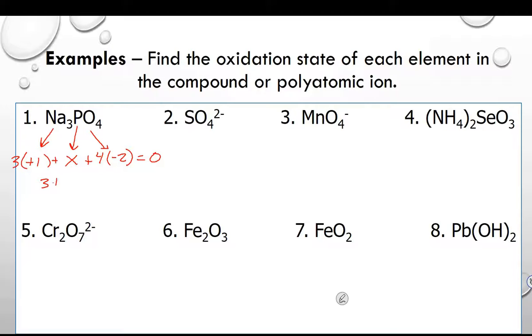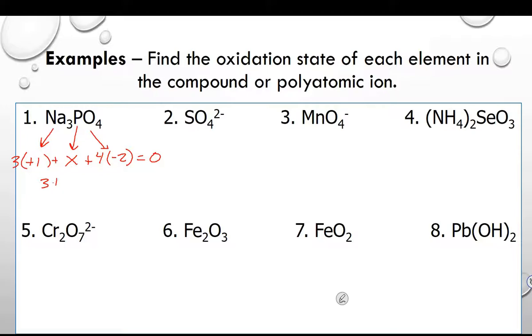Like I said, I'm going to talk through it because I don't know what is going on with my board. So sulfur, does it have a rule? No. So we put an X. Plus 4 times, what's oxygen? Negative 2. And it's going to equal what? 0. So 4 times negative 2 is negative 8. So I have x minus 8 equals 0. So x is going to equal 8. So sulfur is an 8.